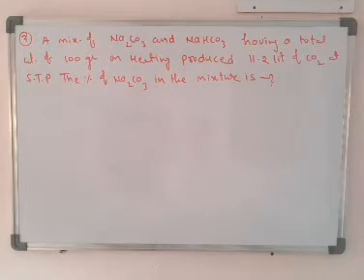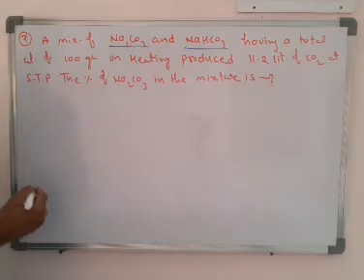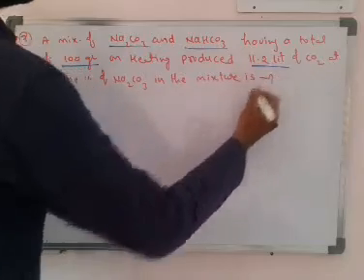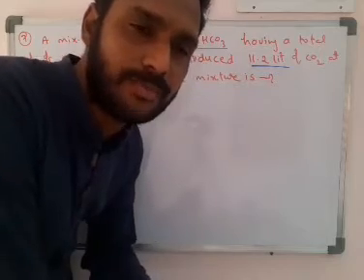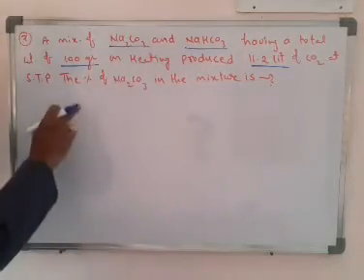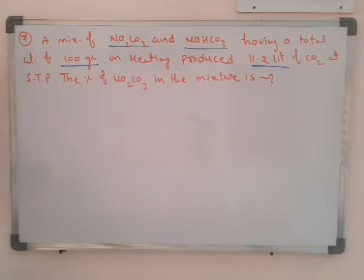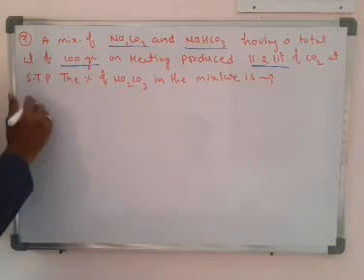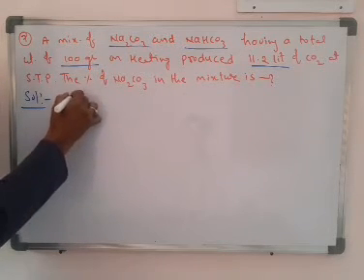See question number 7 in the worksheet. There is a mixture of sodium carbonate and sodium hydrogen carbonate. The total weight is given as 100 grams. On heating it produces just 11.2 liters of CO2. So again these are mixture problems. We know that only sodium hydrogen carbonate releases CO2. This type of problem we have already done in this worksheet, so again we do it.